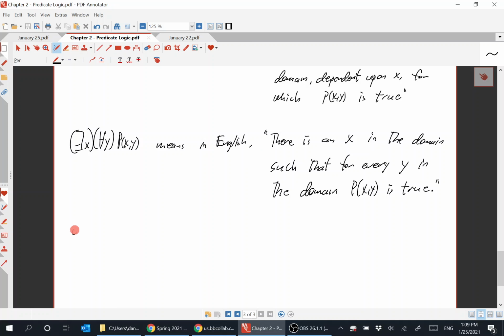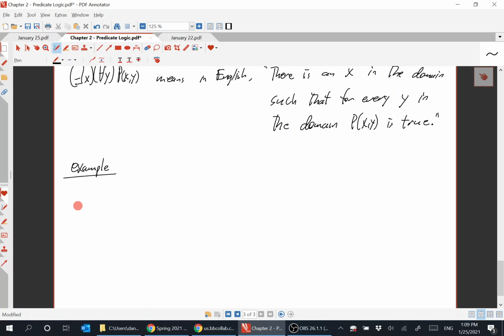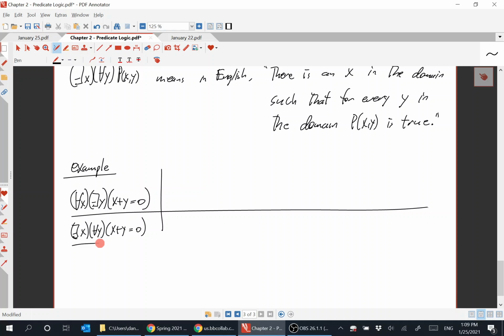So, for example, for every x, there exists a y such that x plus y equals 0. There exists an x such that for every y, x plus y equals 0. So let's look at these two statements over a few different domains.